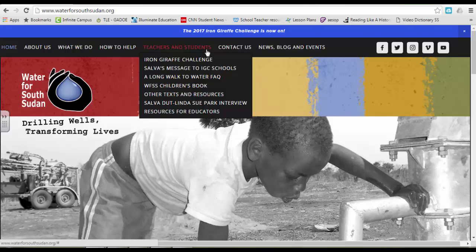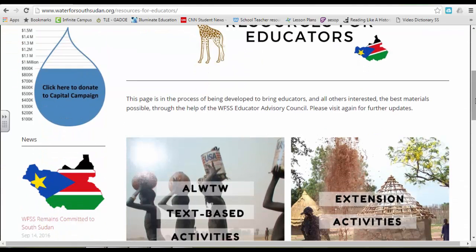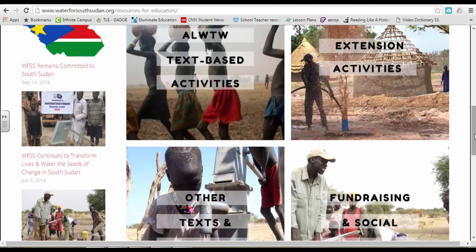At the bottom is a set of resources for educators. Here, there are several useful resources. One of these is the text-based activities based on the book A Long Walk to Water. There is a link to many lesson activities about the novel. Let's click here on Other Text.